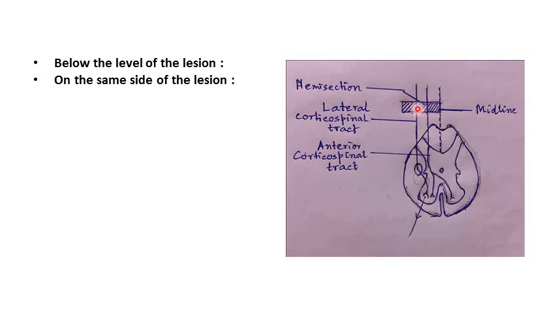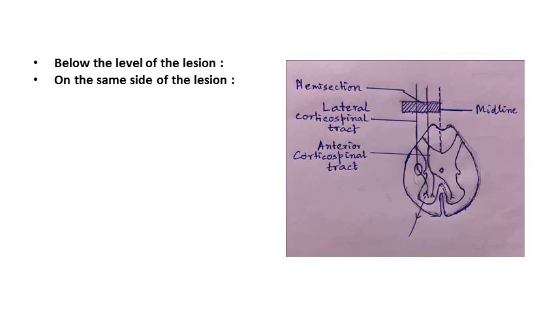Now here the lateral corticospinal tract is damaged in the hemisection on the same side. Now that is about the motor. These are the motor symptoms. In the diagram in the next slide, we'll see the sensory loss.